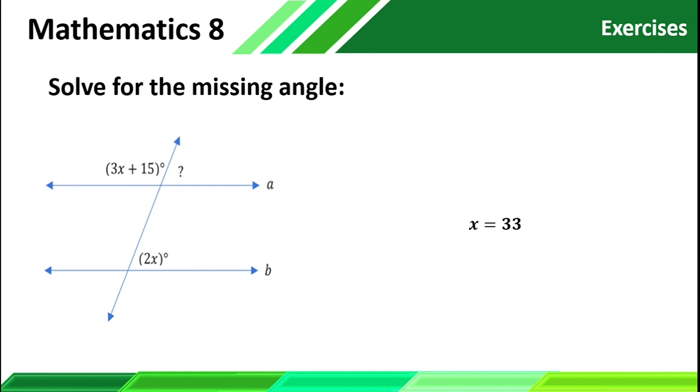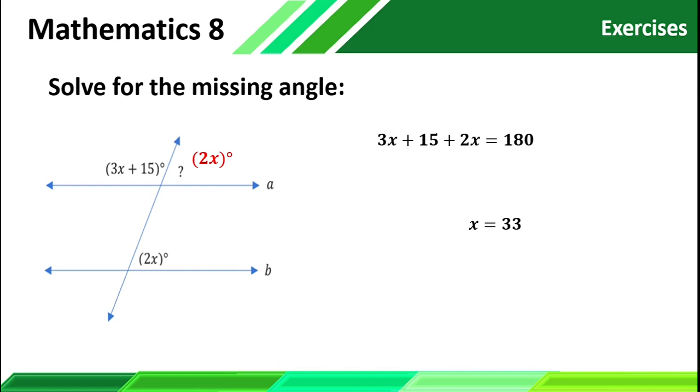As you can see, class, the question mark here and the 2x degrees are corresponding angles. So we can say that the missing angle also measures 2x degrees. And always remember, class, that when we form a straight line, it will always be supplementary. Therefore, when we combine 3x plus 15 with 2x, the sum of the angle will be 180. So in other words, 3x plus 15 plus 2x is equal to 180.